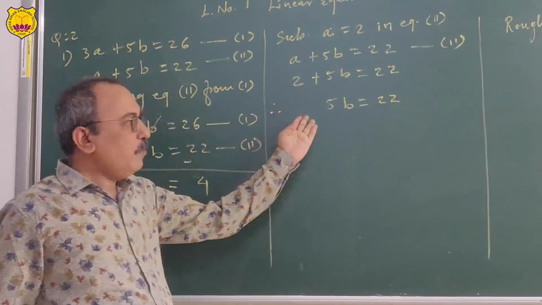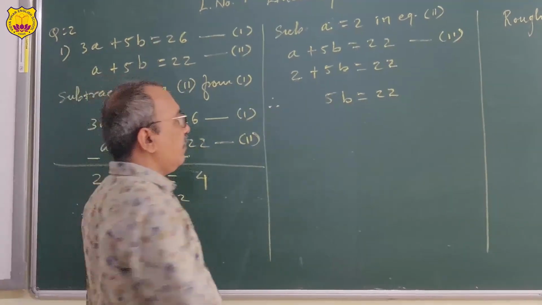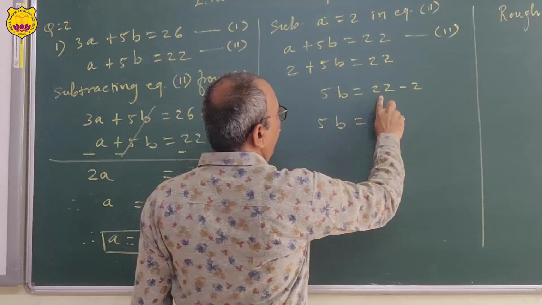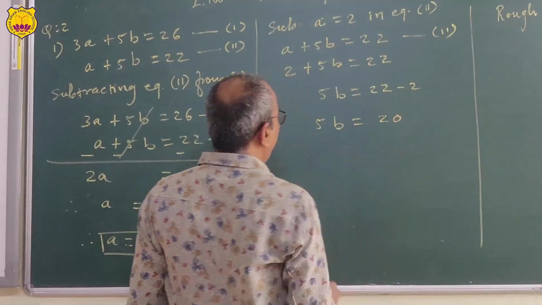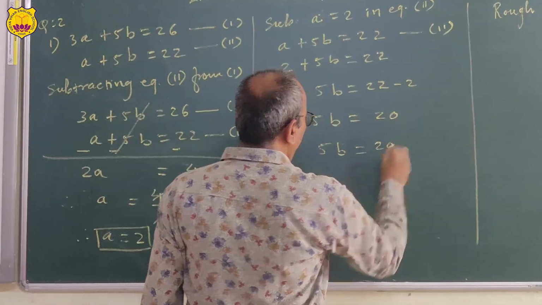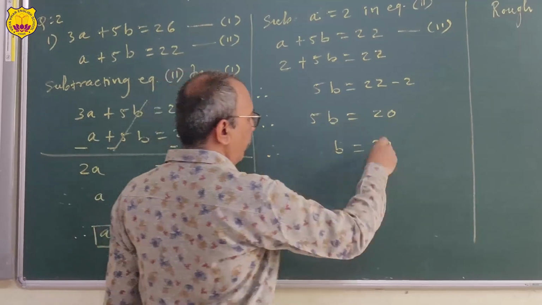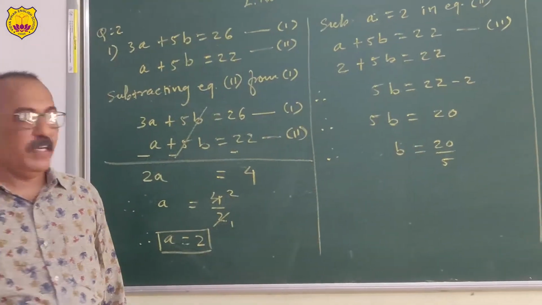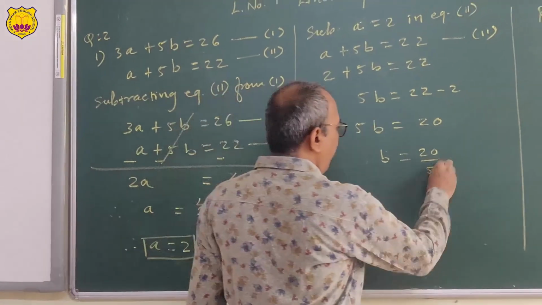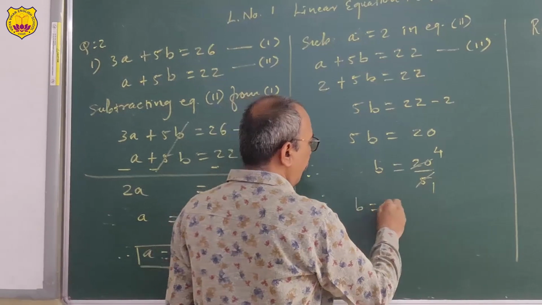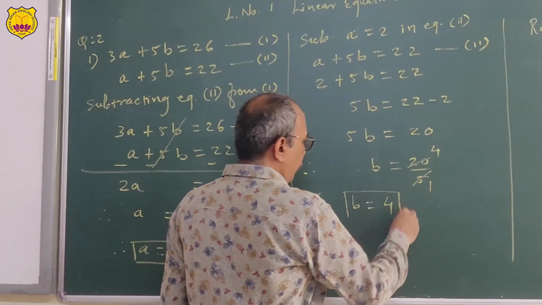This positive 2 will shift on right hand side, it will become negative. So minus 2. 5b, 22 minus 2 will be 20. Then 5b is equal to 20. Now this 5 will shift on right hand side, should be divided, should be written in denominator. Now 5 fours are 20. So b is equal to 4.